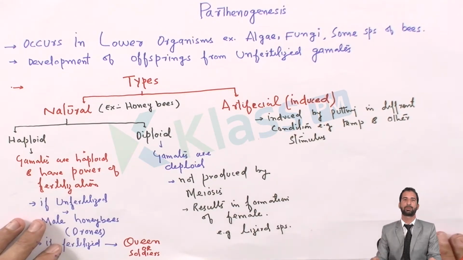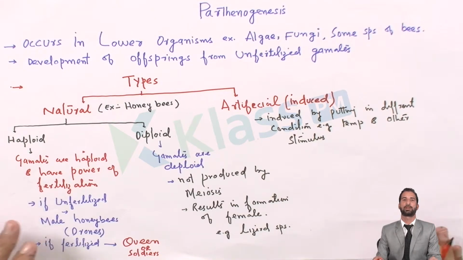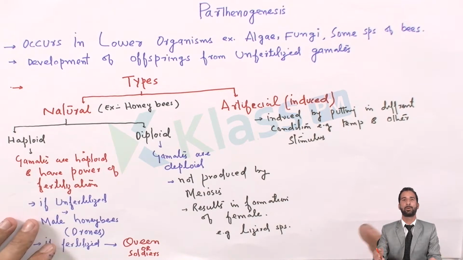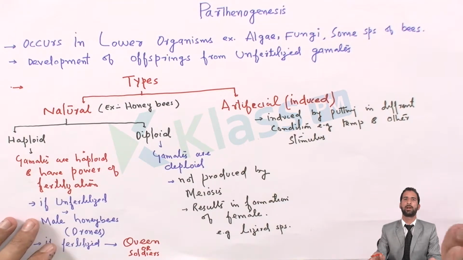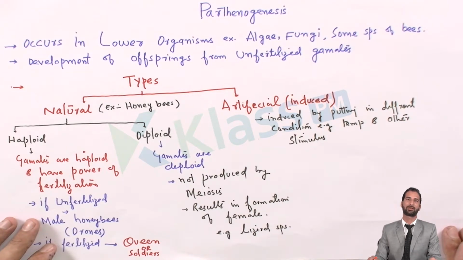But in the case of parthenogenesis, the gametes do not undergo the process of fertilization. They are simply developed from an unfertilized egg. So this is parthenogenesis: the development of the organism from an unfertilized egg. This most commonly occurs in lower organisms, such as algae and fungi, and some animal species as well, such as bees and ants.